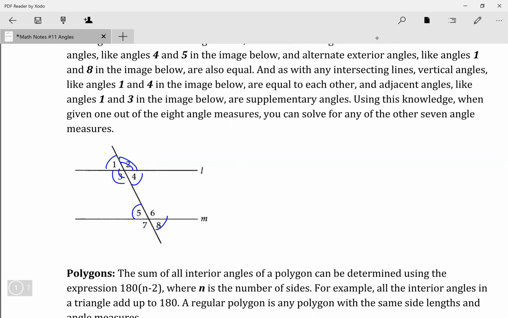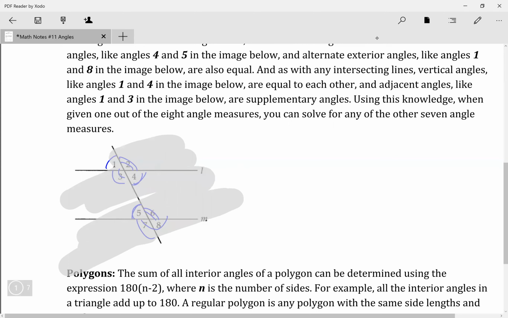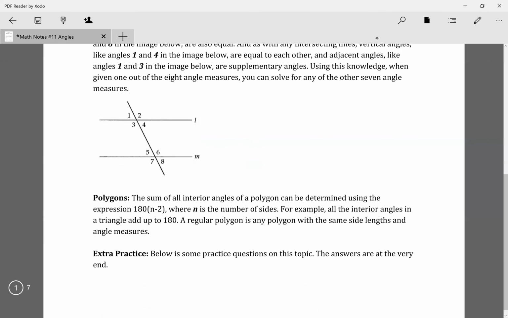There are also alternate interior angles. In this case, 4 and 5 are also the same, 3 and 6 are the same, and 2 and 7 are the same. That's what you should know. And because 2 and 6 are the same, 7 and 2 and 3 and 6 are supplementary. So I can figure out all the other 7 angles just off that one angle, and that's basically what you do with parallel lines.